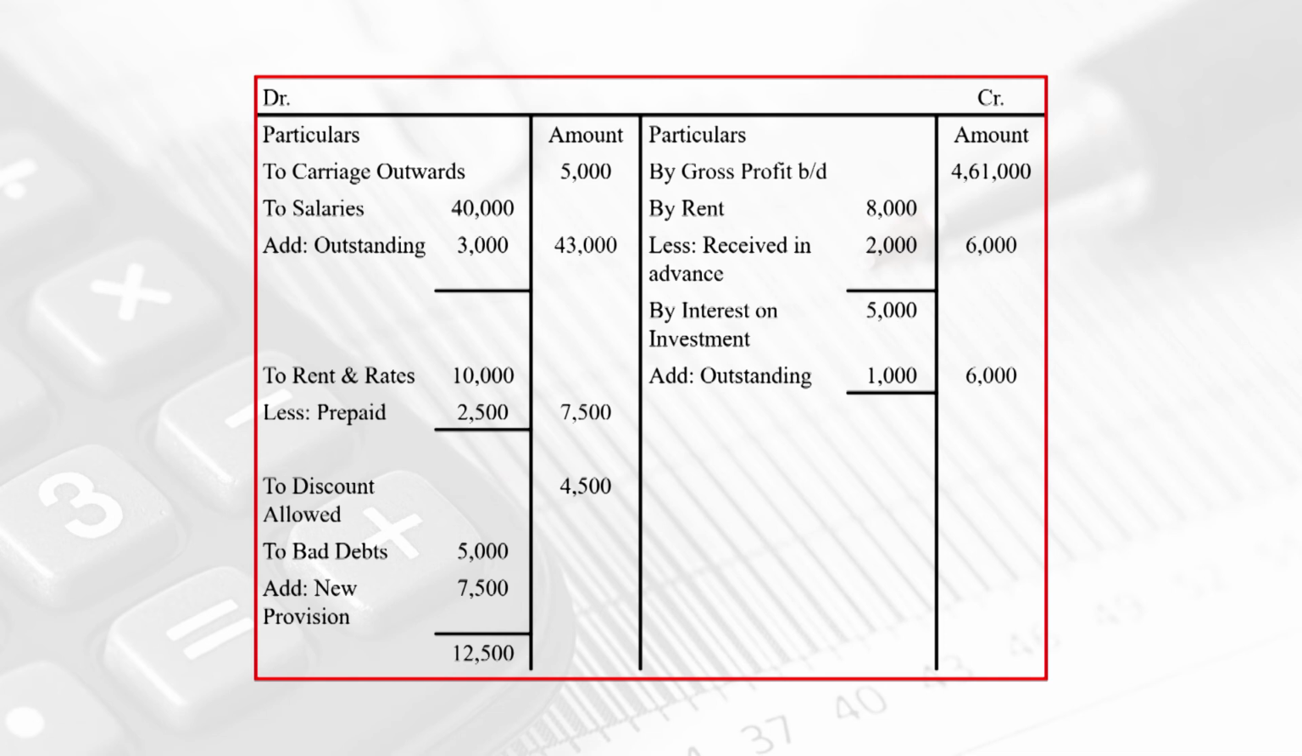To discount allowed, provided inside the trial balance, it is an expense, therefore it is shown in the debit side of the profit and loss account. To bad debts 5000, add provision for bad debts 7500, total it is 12,500.